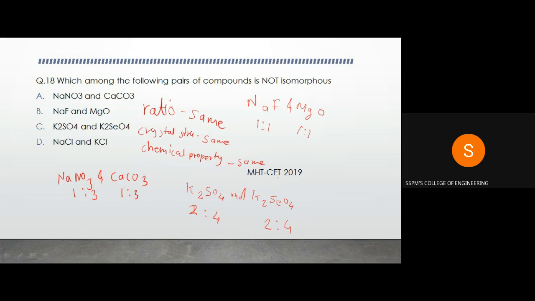Fourth option, NaCl and KCl. NaCl is 1:1 and KCl is 1:1. Okay, chemical properties are the same, but crystal structures are different, NaCl and KCl. So NaCl and KCl is the correct answer. This question was asked in 2019.